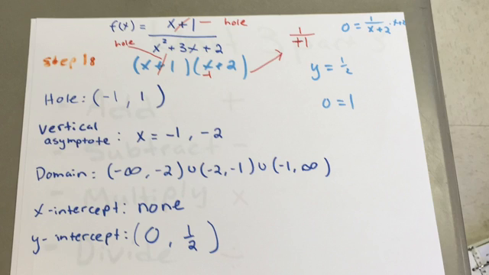For the domain, it's all the x values, and the excluded x values are going to be -1 from the hole, and also -2 from the vertical asymptote.